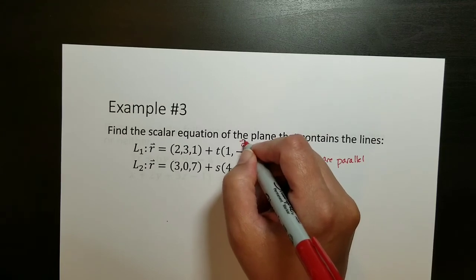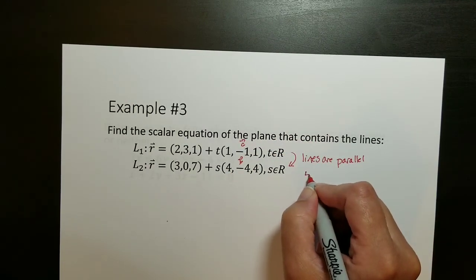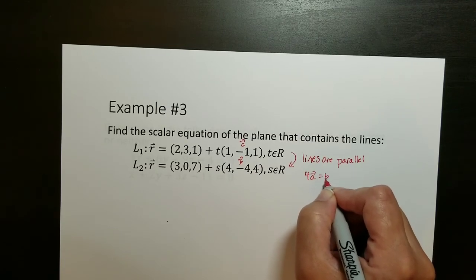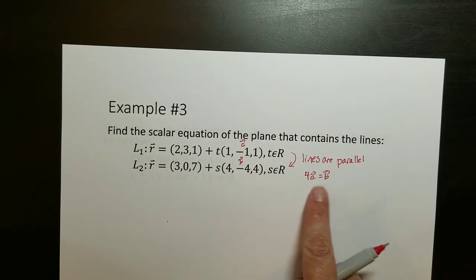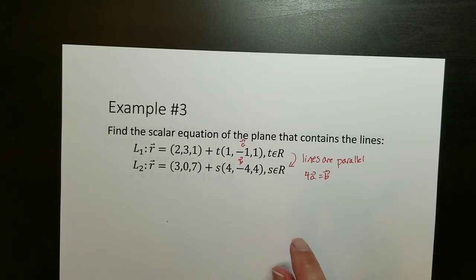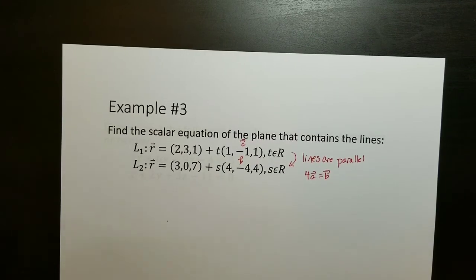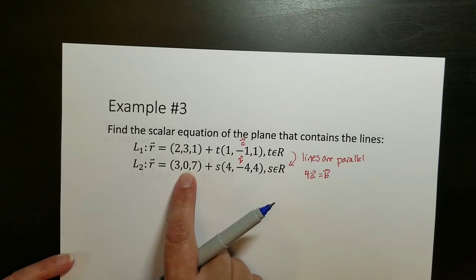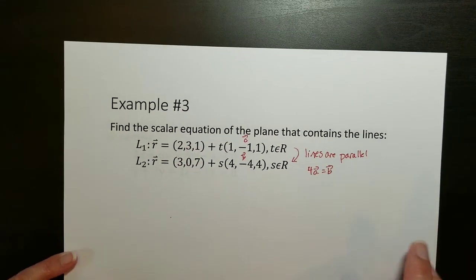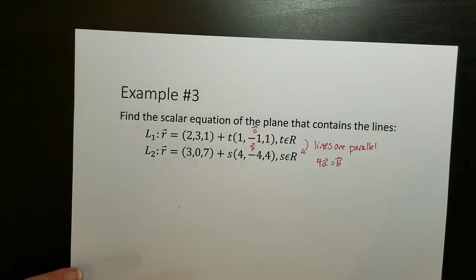If we called this A and B in our direction vectors, 4 times vector A equals vector B. So we have this scalar multiple of the two direction vectors. I can't just simply use both of those as the new direction vectors of the plane. So I actually have to find a different direction vector, let's say from this point to this point, and use that to find the equation of the plane.